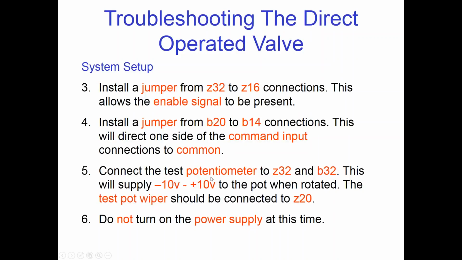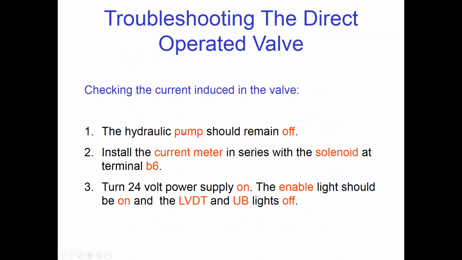All right, connect your test potentiometer to Z32 and B32. That's going to supply somewhere between -10 and +10 to the pot when you rotate it. And the wiper should be connected to Z20. Do not turn on the power supply yet. Okay, again, keep the hydraulic pump off. Install your current meter in series with the solenoid at terminal B6. Turn the 24-volt power supply on. Enable light should be on. The LVDT and UV lights off.